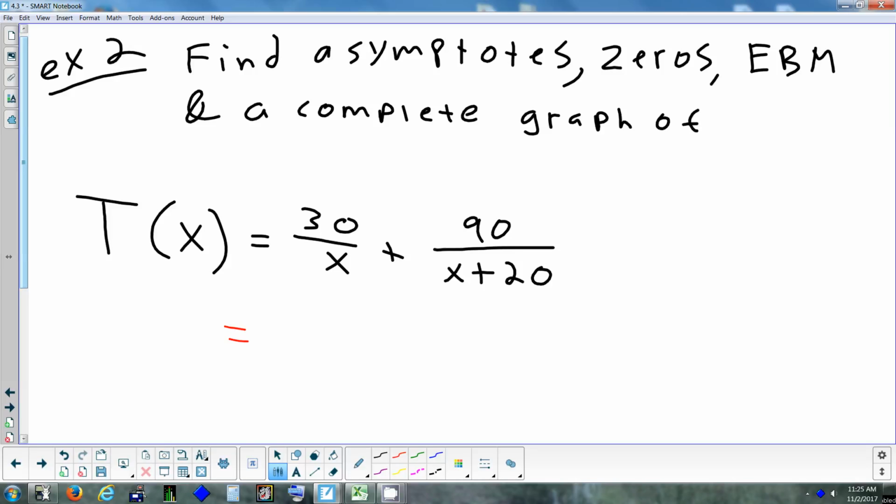The common denominator, the way you get it, is you just take the two that you have and multiply them together. So x times x plus 20. What is the fraction on the left missing so that its denominator would be the common denominator? Yeah, x plus 20. It's missing the x plus 20. So I'm going to multiply top and bottom by x plus 20. The bottom I already did. The top I would have 30x plus 600.